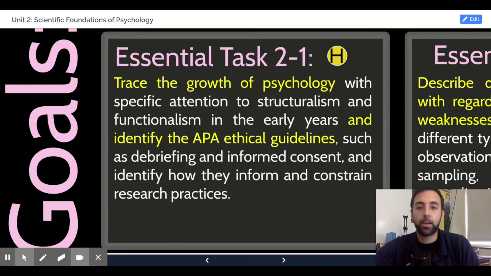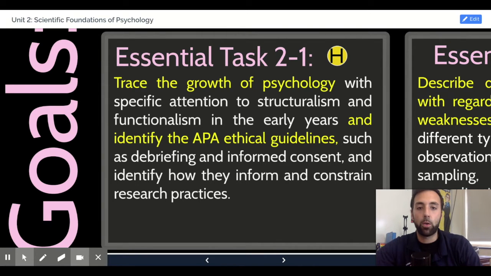We are going to first begin by tracing the growth of psychology, identifying some of the early phases of psychology, some of the early approaches to psychology, and then transitioning into the more modern approach to psychology, which is going to really embrace the scientific method, a topic you very likely studied in previous science classes.